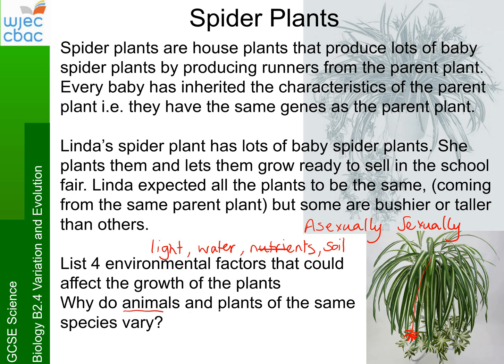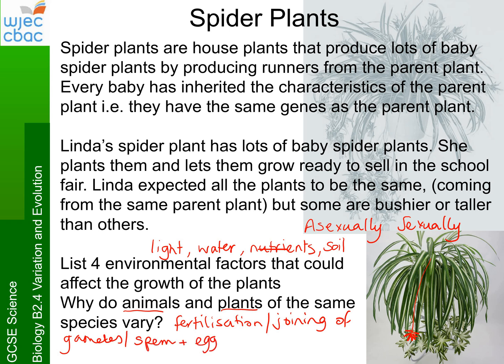Why do animals and plants of the same species then often vary? Well, in sexual reproduction, you have the joining, fertilization, or joining, be very careful not to say meeting, joining of the gametes. In other words, sperm and egg.